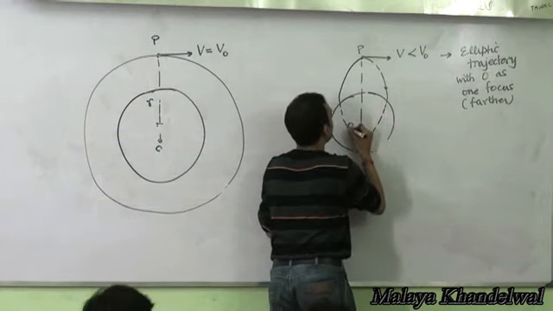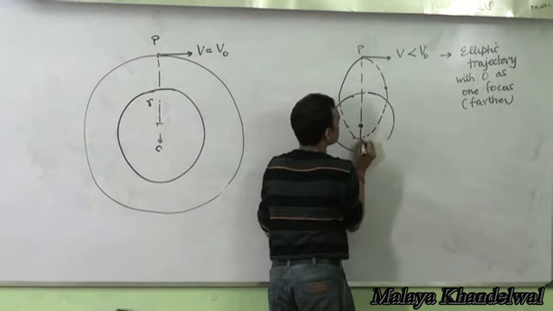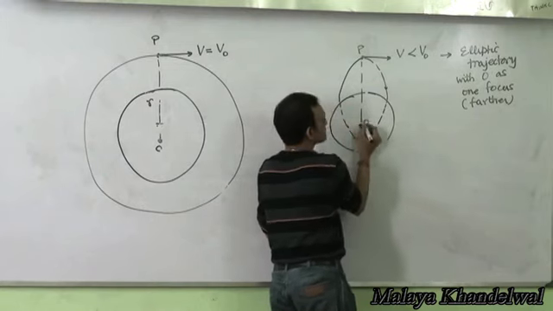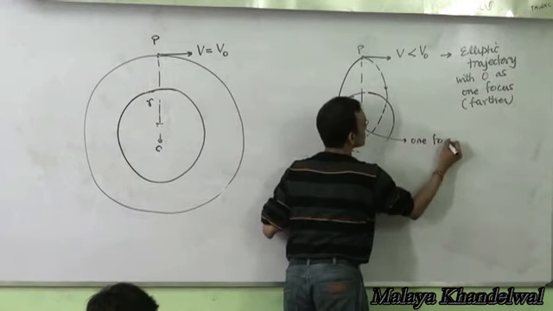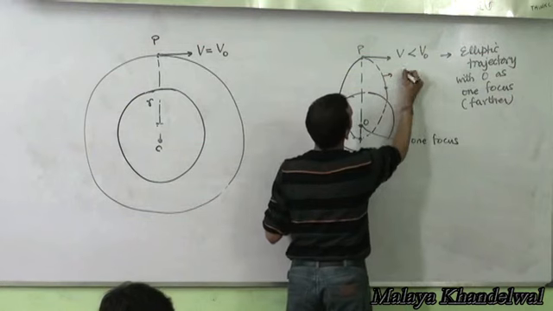Which would prematurely terminate because it strikes the earth. This is the center of the earth. This would become one focus of the elliptic trajectory.